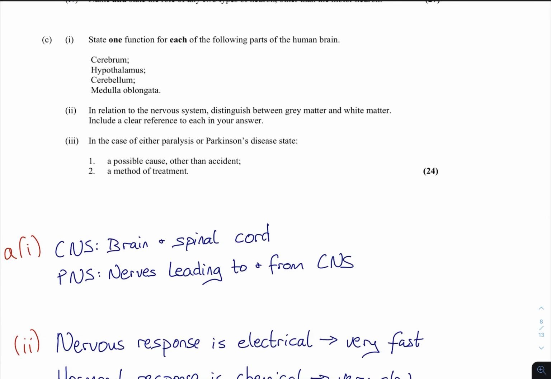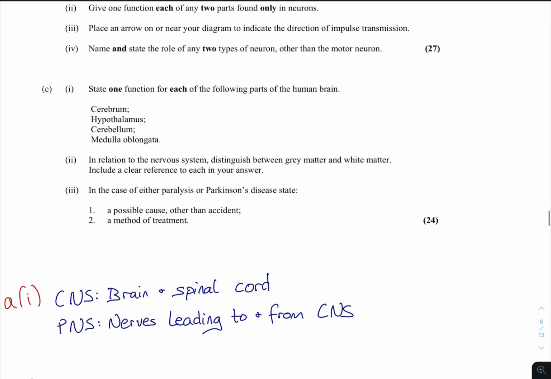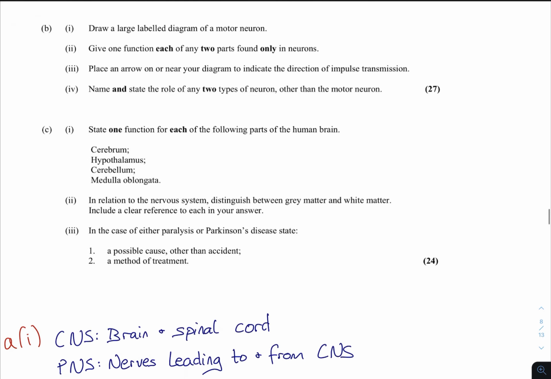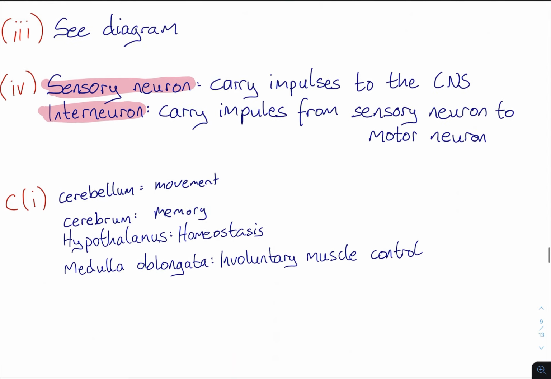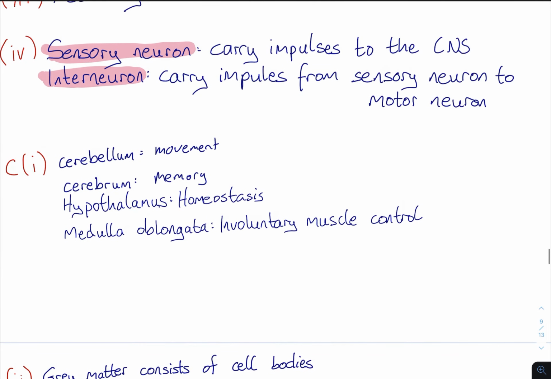Okay, so your cerebrum is your memory, language and so forth. Hypothalamus is homeostasis. The cerebellum is your hind brain, and the medulla oblongata is your involuntary actions. And we need to go back to the cerebellum there. Movement, yeah. I was trying to think of it there. So your movement, even stuff like coordination and so forth, the cerebellum is for that.